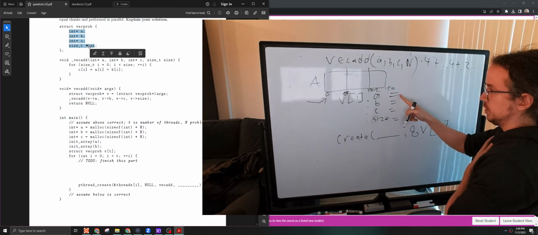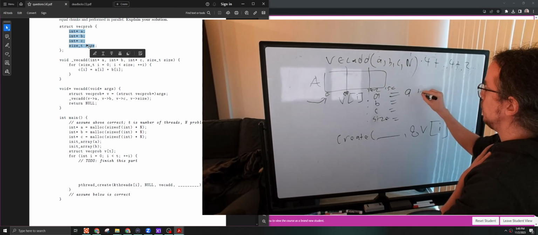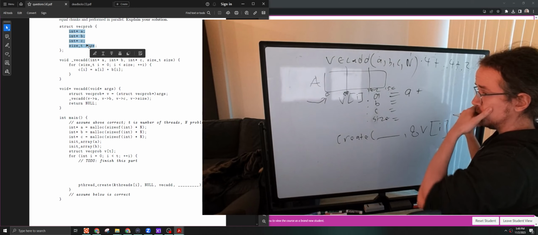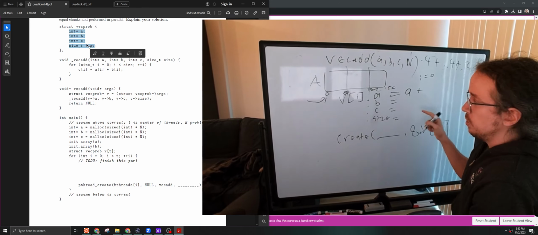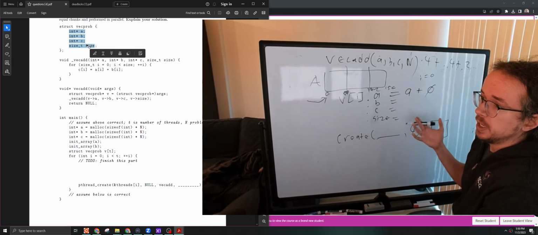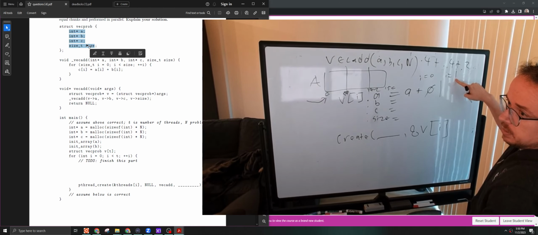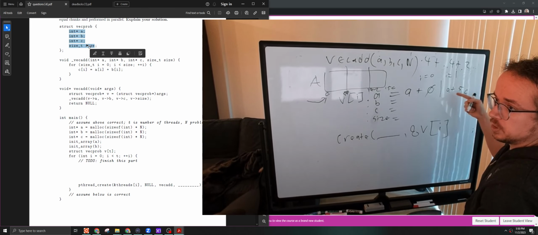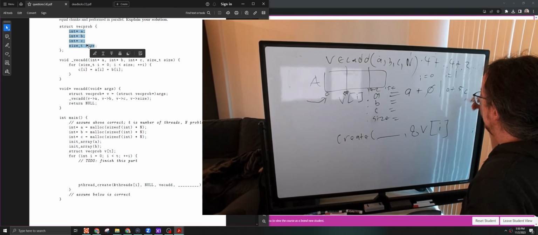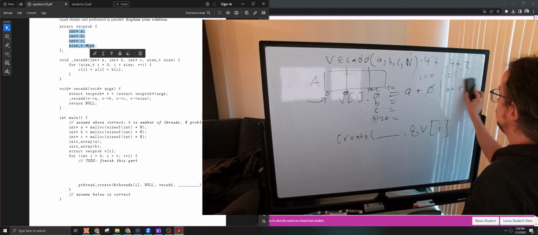So to do that, we say instead of just giving A, we give A plus some offset. Let's think about I. When I equals 0, we want it to be A plus 0. We want it to just be A. When I equals 1, we want it to be A plus 50, because we want to start 50 elements later. And then for the next one, of course, we want it to be A plus 100.